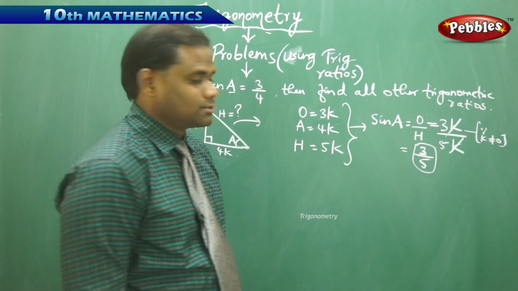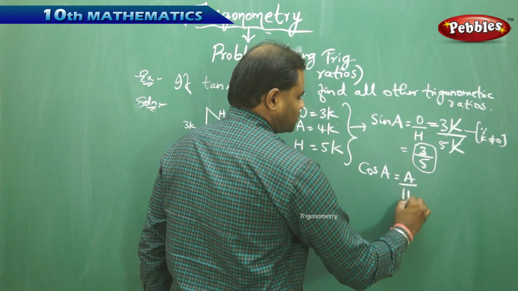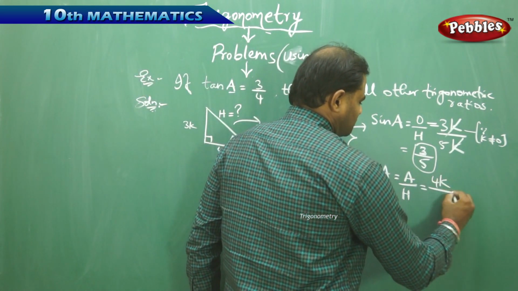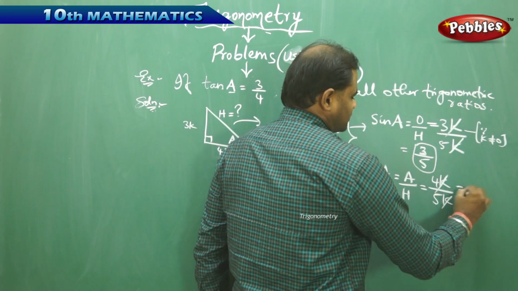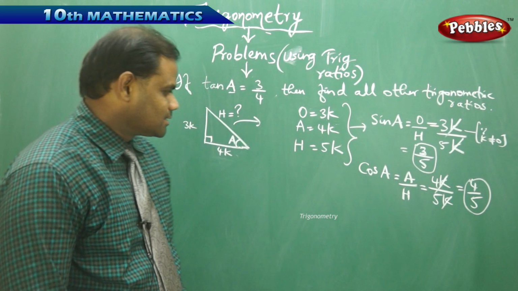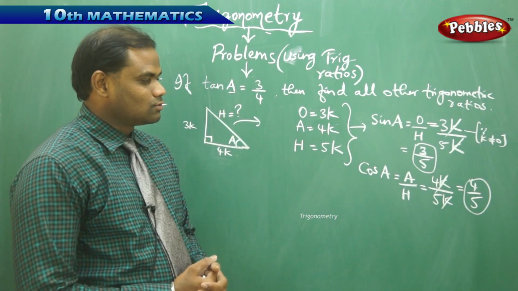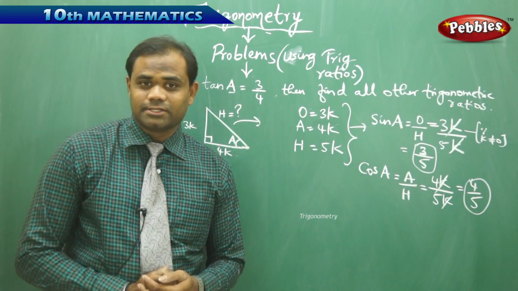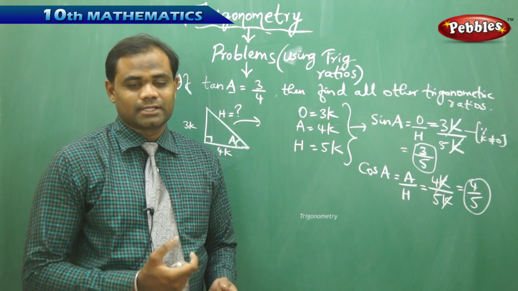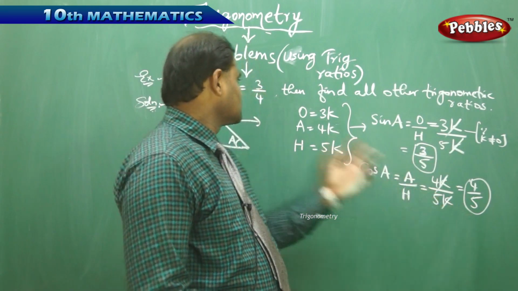Let's find cos. Cos A is given by adjacent by hypotenuse, where my adjacent is 4k and my hypotenuse is 5k. Cancelling this, I get 4 over 5 because k is not equal to 0. So we get cos A as 4 over 5. Similarly, tan A is already known. Once I know sine, cos and tan, I can easily find cosecant, secant and cot. So let's see how we can find cosecant, secant and cot using sine, cos and tan.